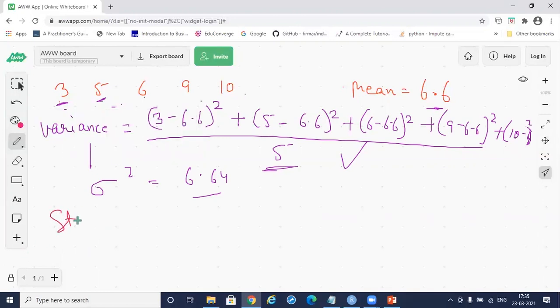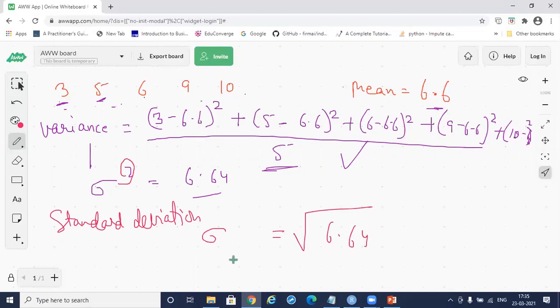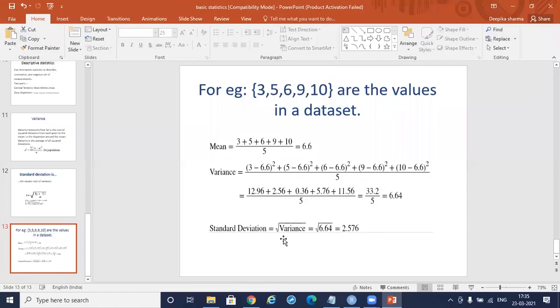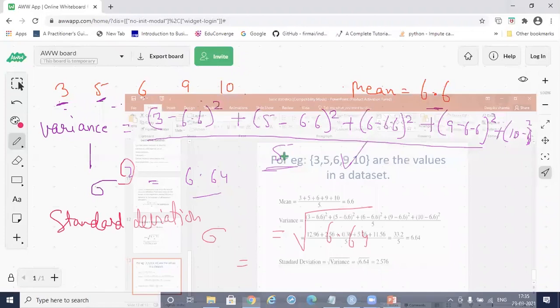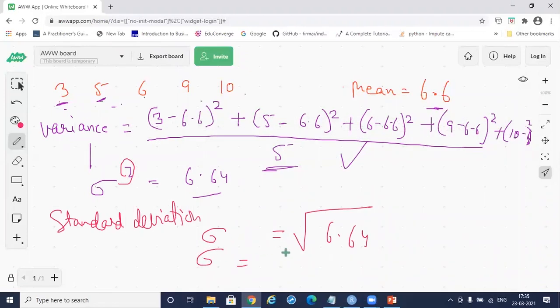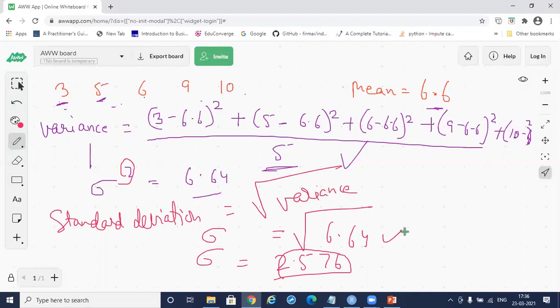How do we calculate the standard deviation? Just by taking the square root of the variance. The square becomes a square root of 6.64, which gives 2.576. So this becomes the standard deviation. Basically, the standard deviation is just the square root of the variance, which we got from here. In this way, the standard deviation is calculated.